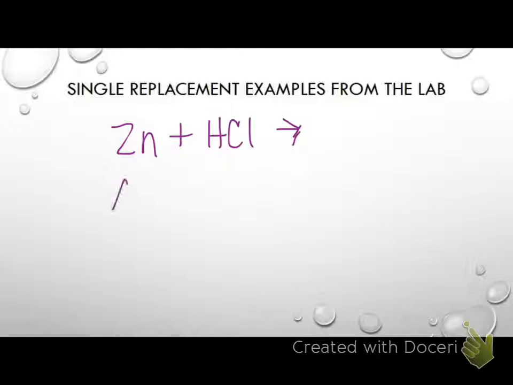Also, we added the aluminum to the copper 2 chloride. That's where we put the aluminum foil in that blue stuff. And something happened with that, and so you need to predict that. And then we also did a single replacement that did not happen. Nothing happened. It was a no reaction.